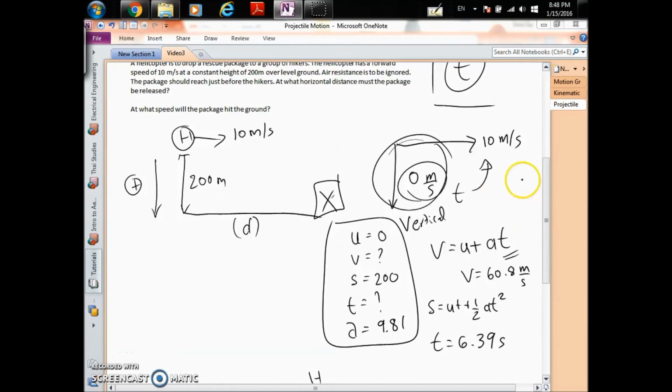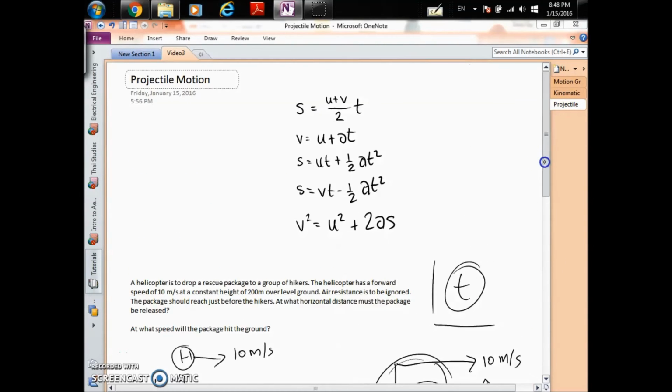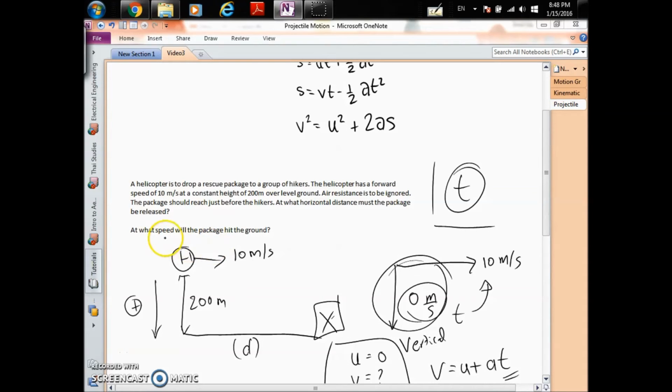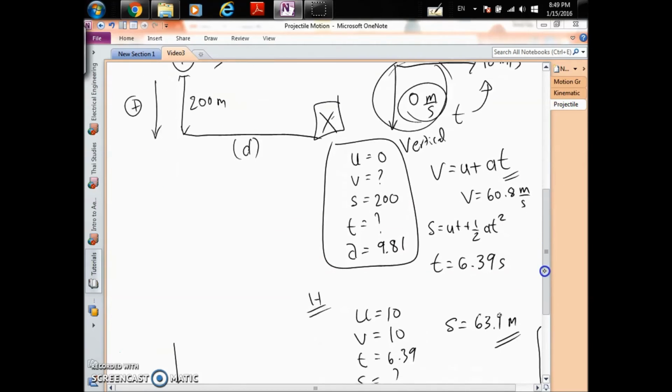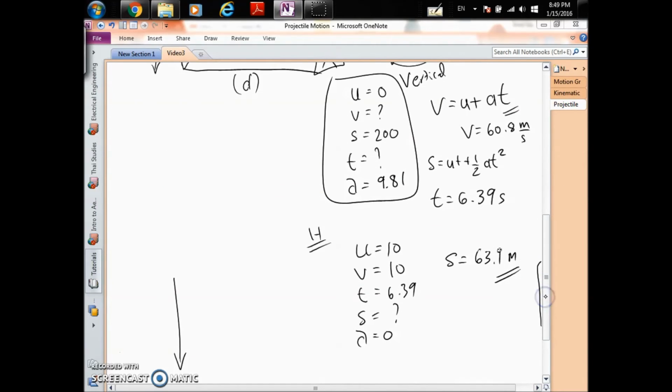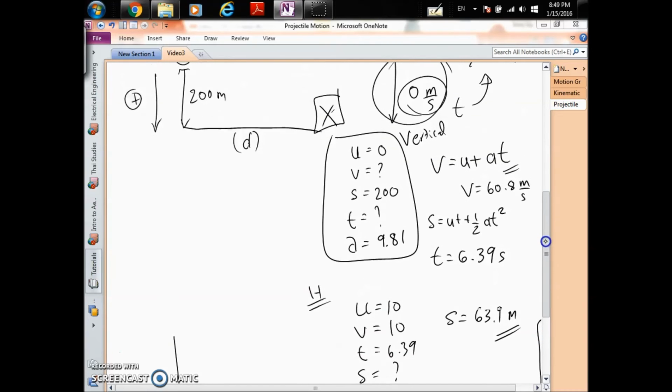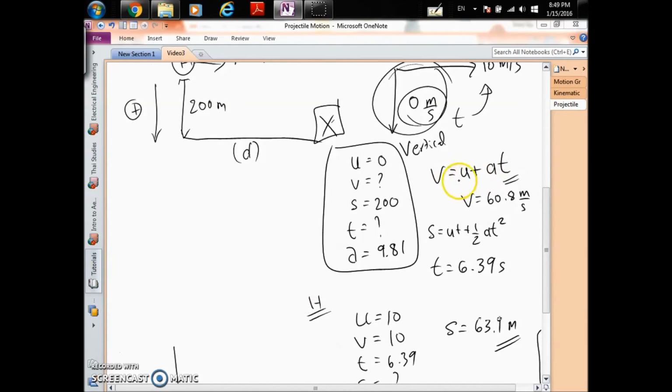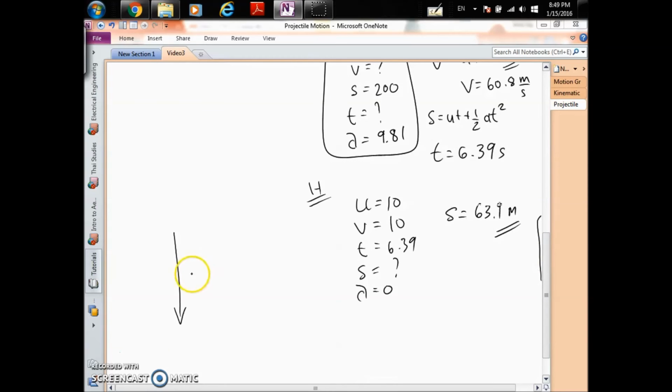All right, guys. So let's answer the last question on this problem. What speed will the package hit the ground? In order to answer this question, we need to know the velocity in both directions, the horizontal and vertical, and that's the main reason I calculated v equals u plus at. I'm sorry I didn't explain that earlier, but basically this tells us the final vertical velocity will be 60.8 meters a second. So let's draw a vertical component and put 60.8.